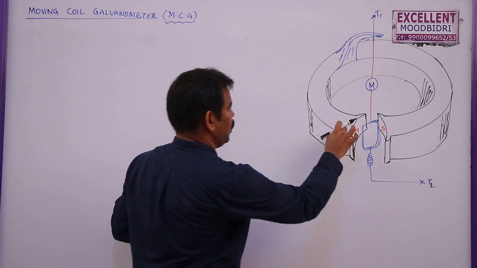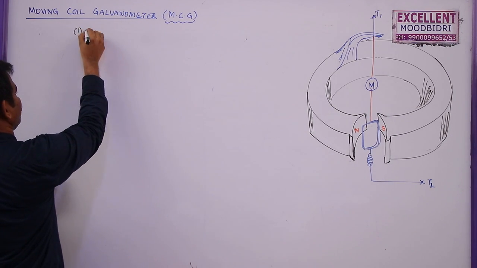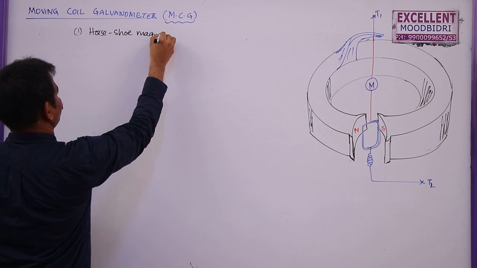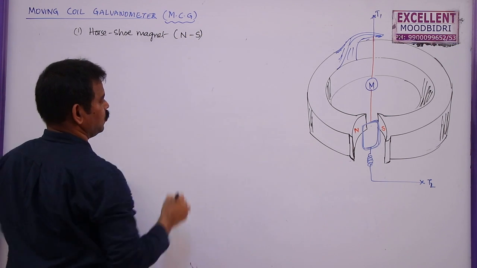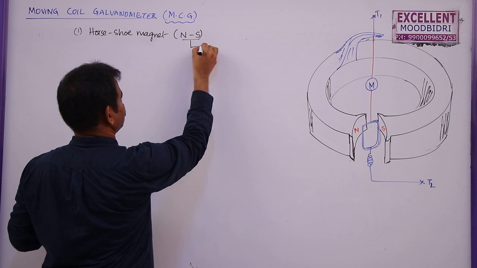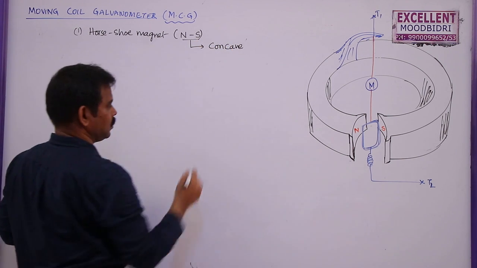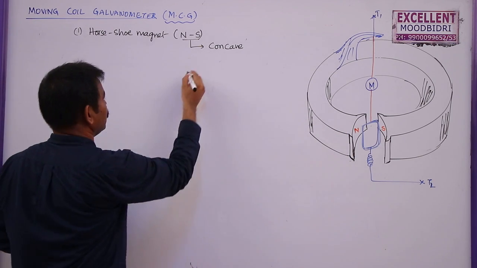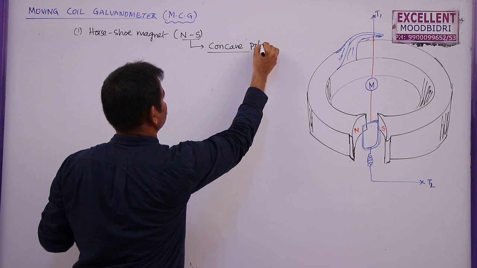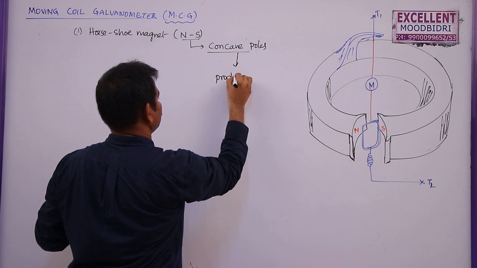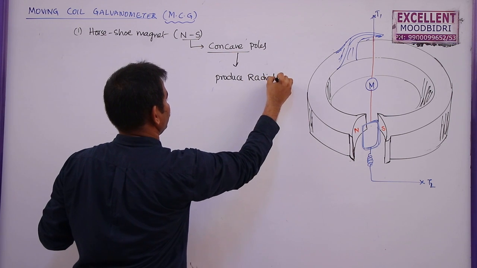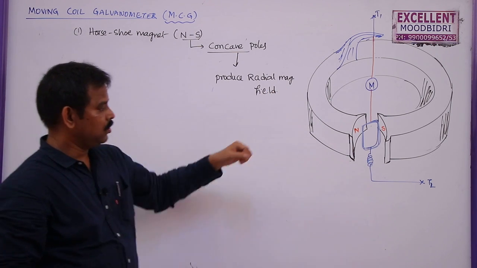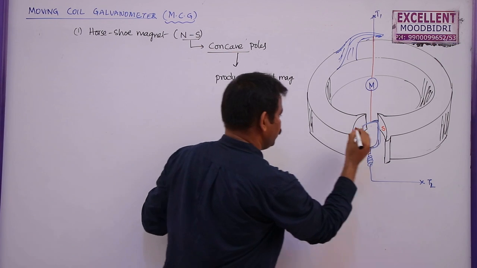Galvanometer, it consists of a horseshoe magnet. So the first part is the horseshoe magnet with north and south poles which are in concave shape. The concave shaped north and south poles produce a radial magnetic field. When the field is radial, the field induction will be more, and here we have a coil with a number of turns.